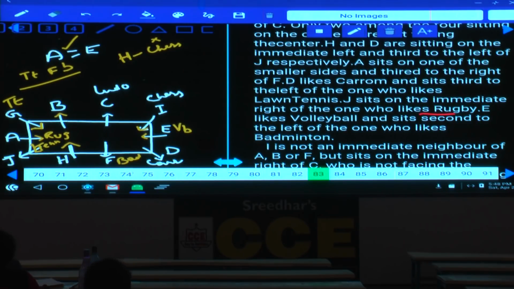B must be here, isn't it? And B will be away. If B is away, hence earlier we have that information: table tennis is to the immediate left of football. Since table tennis is to the immediate left of football, football must be here. If football is here, then what is the game left over? Cricket is left over, hence H likes cricket. Done with this?